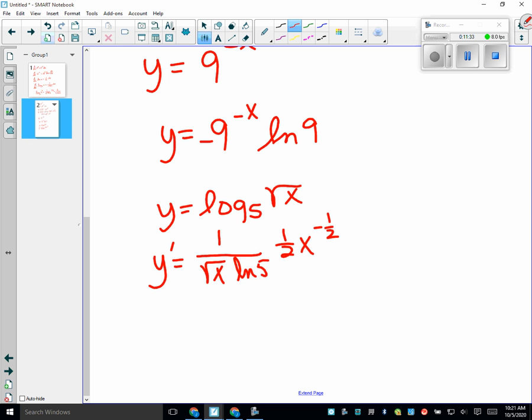Okay. I've got to simplify this. And I'm going to tell you that it simplifies to 1 over. Okay, what is it?